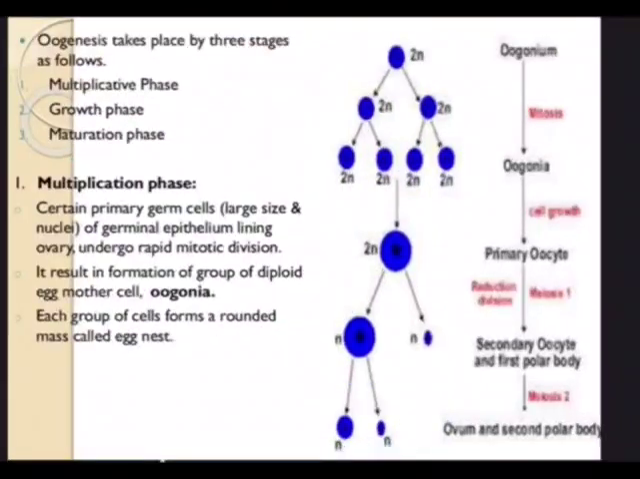And further, we can see here multiplication. Oogenesis takes place in 3 stages: multiplication phase, growth phase, and maturation phase. In the multiplication phase, certain primary germ cells of the germinal epithelium undergo rapid mitotic division. This is multiplication. It results in the formation of a group of oogonia. Look at that, this is oogonia, and these are diploid. Each group of cells forms a rounded mass called an egg nest.